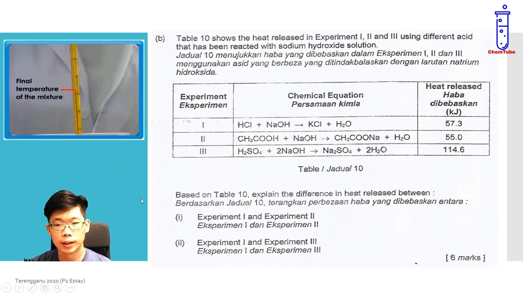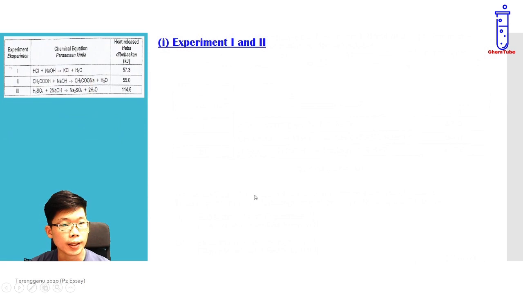So this is how we do the experiment for the heat of neutralization. But here you just need to know how to explain the difference between the heat released for experiments 1 and 2, and 1 and 3. This is 6 marks. For experiments 1 and 2, we compare. Normally you will see a negative sign in front of 57.3.